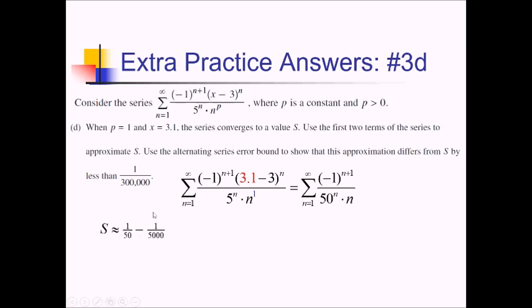I could stop here, at least for this part of the problem, because this is all constants. But if I really wanted to, I could simplify this. This is really 100 over 5,000 minus 1 over 5,000, so 99 5,000ths. Now we have to show that this approximation differs from the real value of s by less than 1 over 300,000. And they told you how to do it. They said use the alternating series error bound.